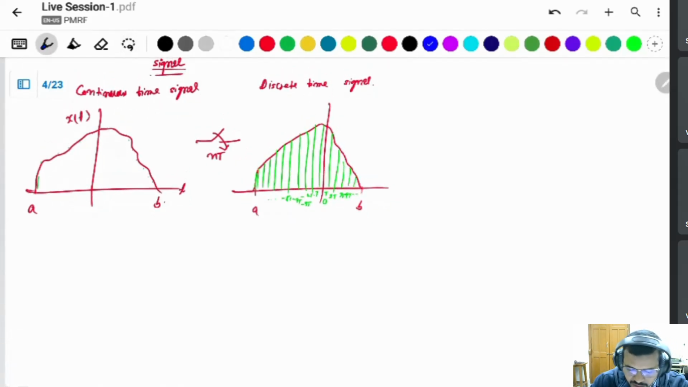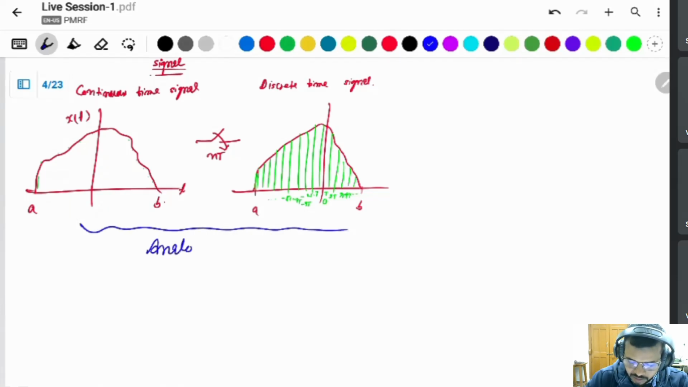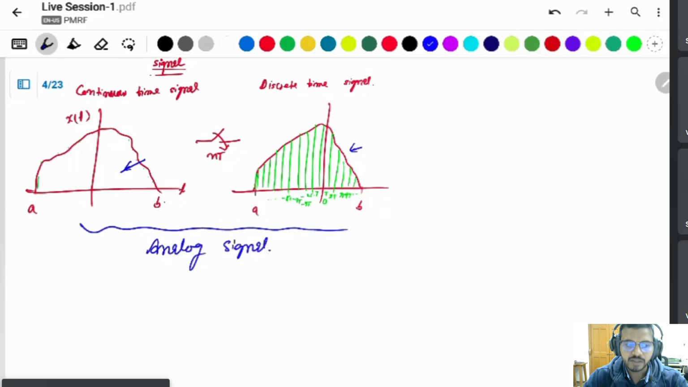For continuous and analog, if you talk about this, then both are analog signals: analog in continuous time and analog in discrete time. Both are analog signals.